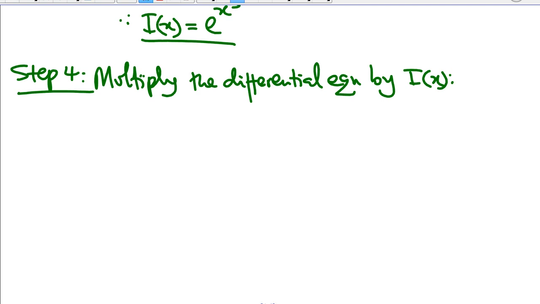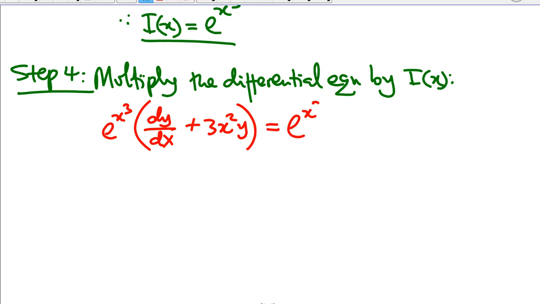So basically what we'll end up with is e to power x cubed multiplied by dy over dx plus 3x squared y will be equal to e to power x cubed times the right hand side. I'm just showing you this so that you can know what's happening here. We are multiplying each side by the integrating factor. And then we can go further and simplify to get what we want.